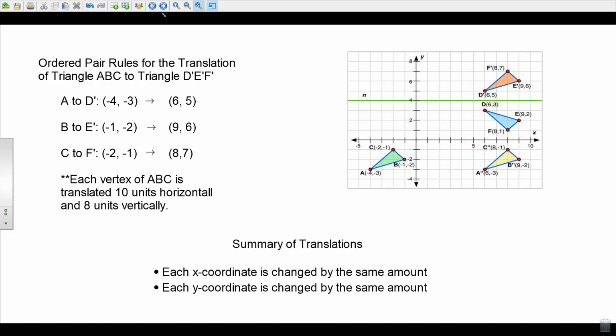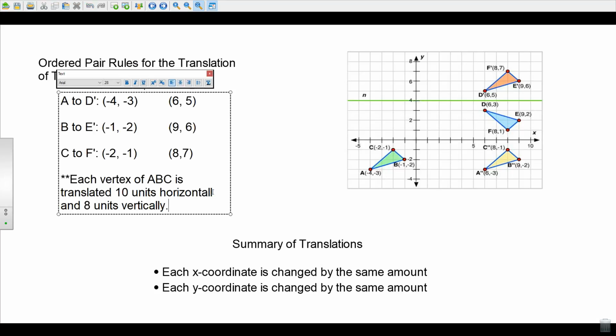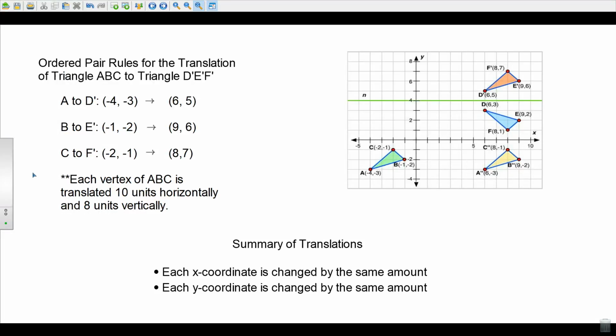Now you can also have translations where you are moving horizontally and vertically. Let me fix my typo there. There we go. So if we are talking about the translation of the original triangle ABC to this triangle, D prime, E prime, F prime, here's what the ordered pair rules would look like.